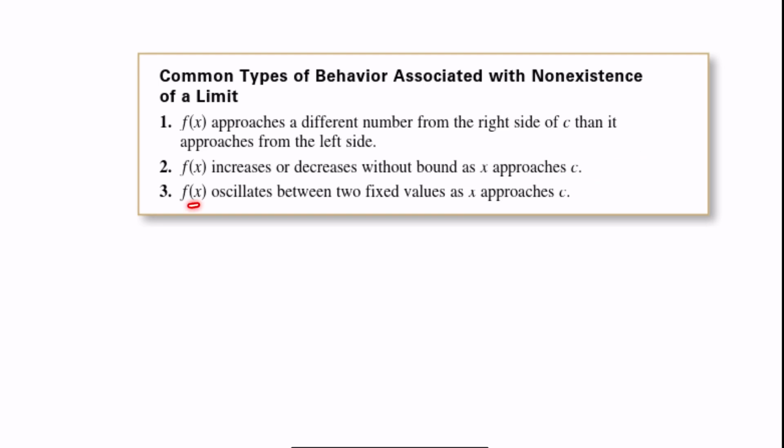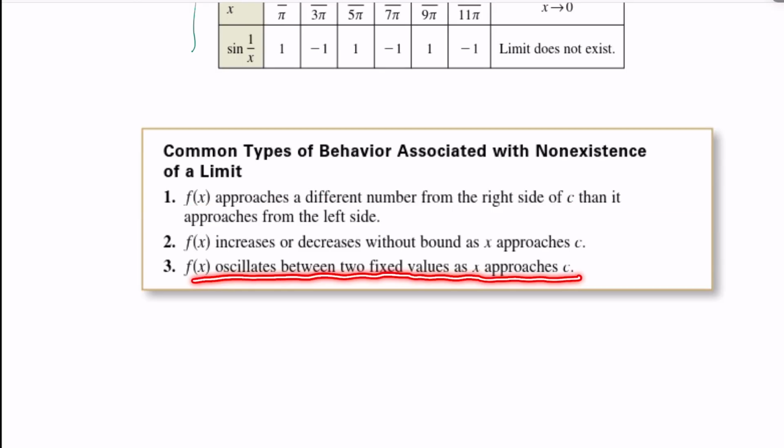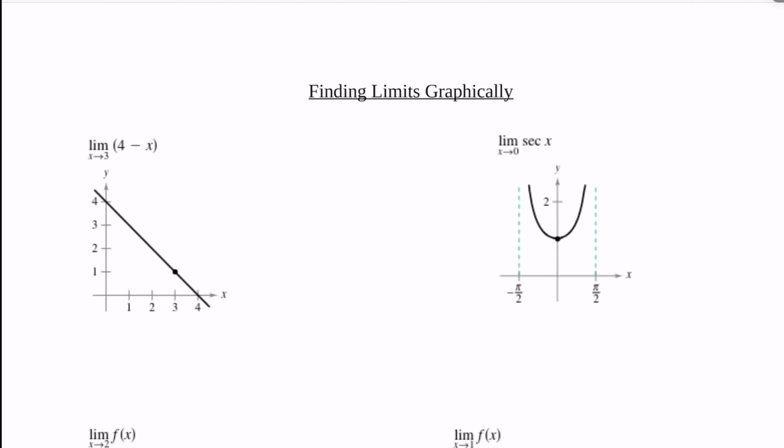Number 3, it's oscillating between two fixed values or two fixed points. A typical example is what we just saw. It's oscillating between -1 and 1. When that happens, we say the limit does not exist. So let's move on to finding limits graphically. Let's have more examples on how to find limits graphically.